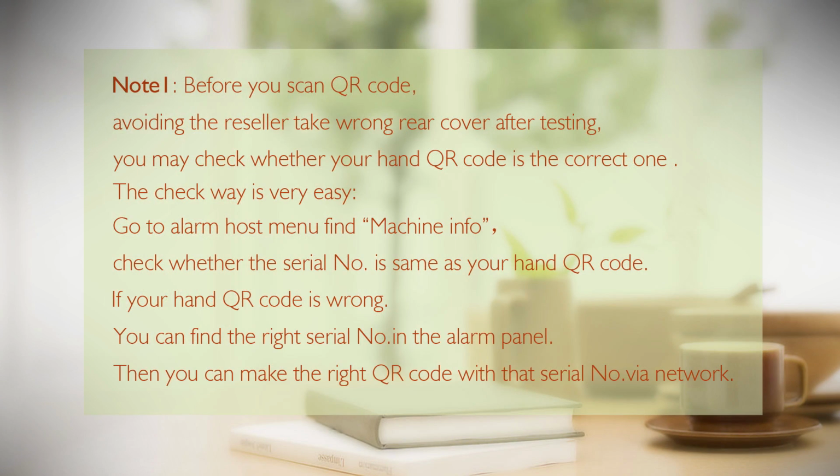After you have added the equipment successfully, you can operate the app in all functions. Note: before you scan the QR code, avoid the reseller taking a long time to remove the real cover after testing. You may check whether the QR code in your hand is the correct one. The check way is very easy. Go to the alarm host menu, find machine information, and check whether the serial number is the same as your QR code.